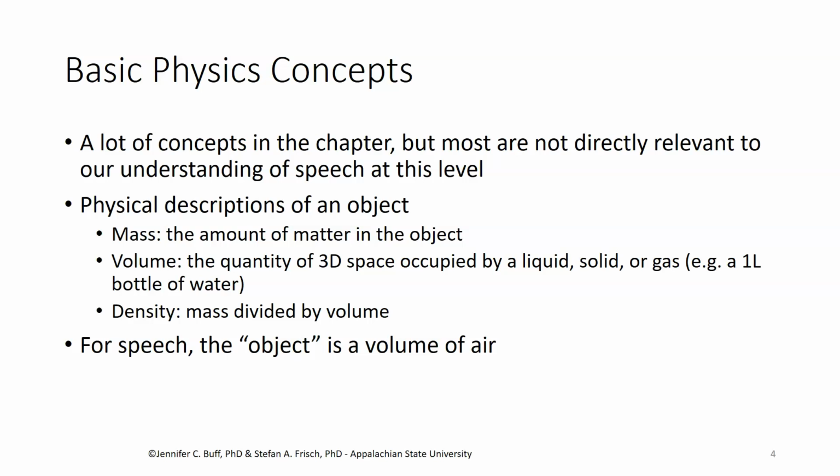So we have some terms for the physical description of an object. One is mass, the amount of matter that's in an object. It's related to weight. One is the volume, the amount of three-dimensional space that gets occupied by a liquid or a solid or a gas. And then density, how much mass there is within the space of that volume. When we're dealing with speech, that object that we have a physical description of is a volume of air.